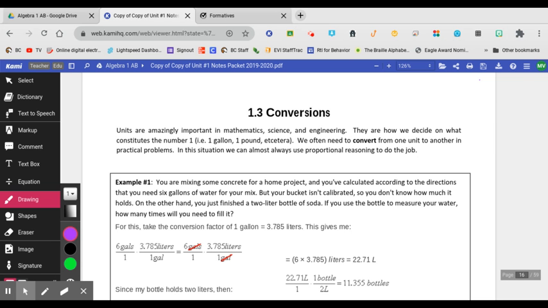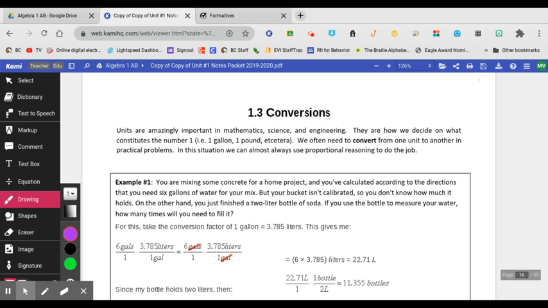So you are mixing some concrete for home. You've calculated according to the directions that you need 6 gallons of water for your mix. But your bucket isn't calibrated, so you don't know how much it holds. On the other hand, you just finished a 2-liter bottle of soda. If you use the bottle to measure your water, how many times do you need to fill it? And they gave us the conversion here that 1 gallon equals 3.785 liters.